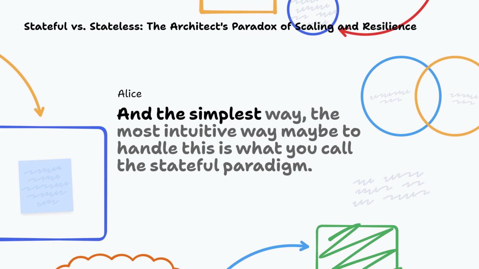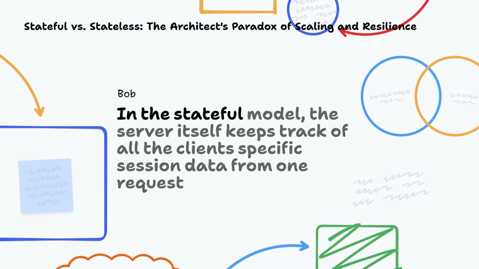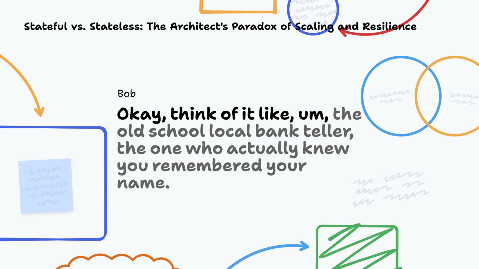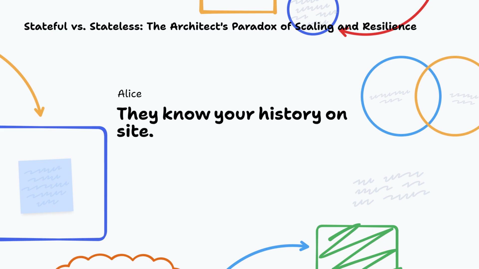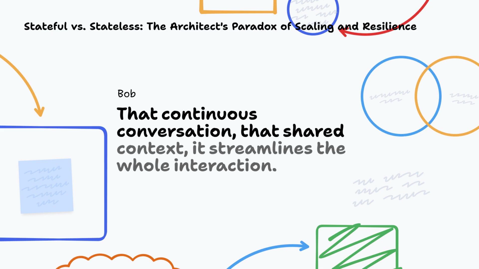Got it. And the simplest, most intuitive way to handle this is what you call the stateful paradigm. It feels natural at first. In the stateful model, the server itself keeps track of all the client-specific session data from one request to the next. It actively holds onto the user's context right there in its own memory. Think of it like the old-school local bank teller, the one who actually knew you, remembered your name, maybe your last few transactions. They know your history on site. You walk in, they pick up right where you left off. That continuous conversation, that shared context, streamlines the whole interaction, makes it feel smoother.